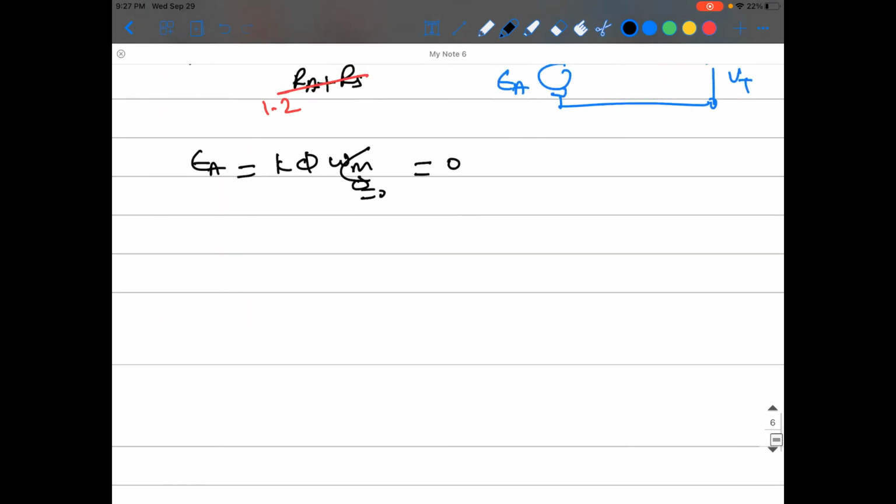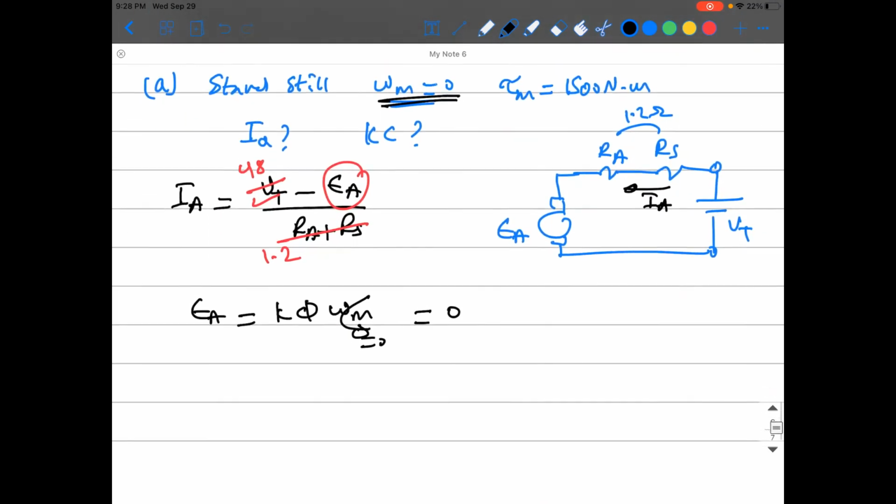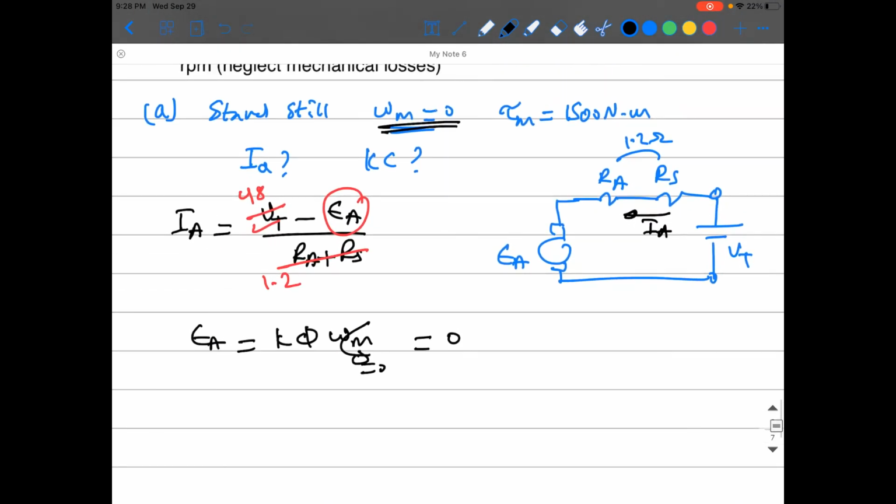That's the standstill condition. If you remember, I talked about the starting condition of a machine. So Ea equals 0, which means Ia is basically V terminal over the resistances, which gives you 40 amps. Remember, that's very important to have. We call that the standstill current or the starting current of the machine, and we said it should be very high compared to the regular current of the machine.